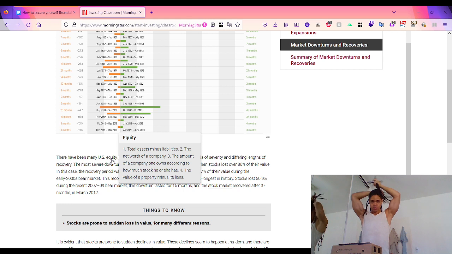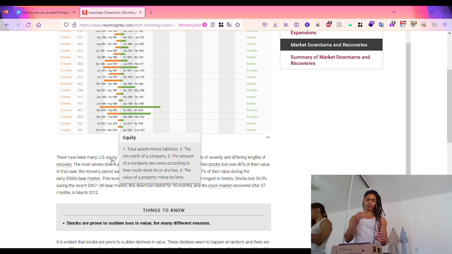Okay, so equity is the total assets minus its liabilities, the net worth of a company. In the context of a business, it is the amount of shares you own in that company, and the value of a property minus its liens.